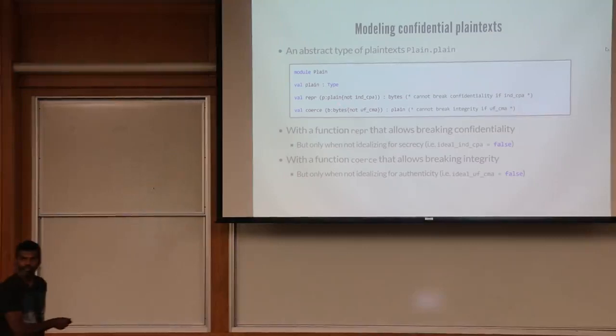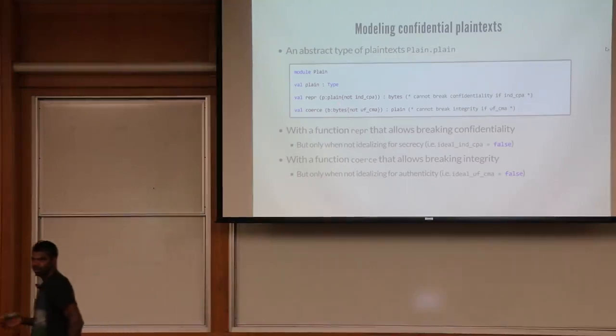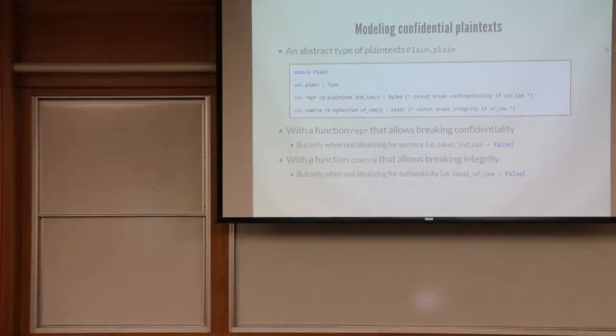NCPA is trying to enforce ciphertext indistinguishability to protect the plain text. The ciphertext is a function of the plain text. So the plain text is the thing that's being kept secure. So the plain text is going to be kept secure so long as you're not doing NCPA. Okay? And dually, I can go from raw bytes to plain text, breaking the integrity of plain text. And I can do this only if I'm not idealizing the UF-CMA game, because that one is about authenticity. Okay?